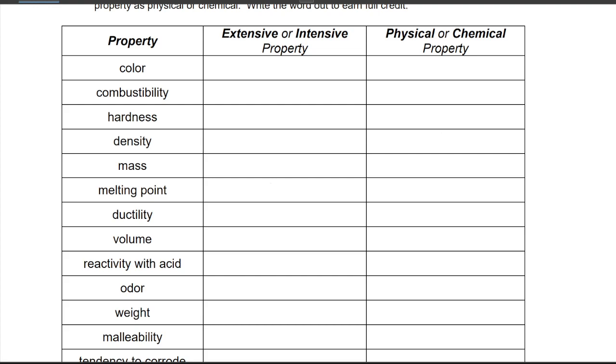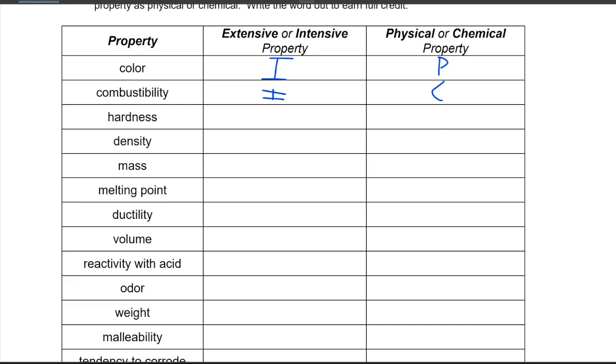So starting off with color, it is intensive. Like we said in our example, the color of a substance will not change depending on how much of it there is. But it is a physical property. It is not reacting with anything. It is not a color change. So combustibility is intensive. It does not depend on how much of something there is. It will still react. We haven't talked really much about combustibility. That will become more important in our chemical reactions unit.